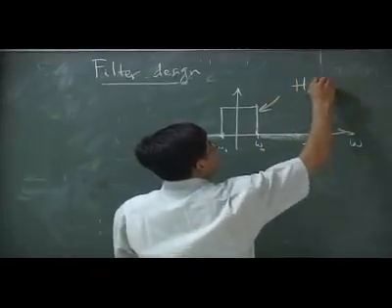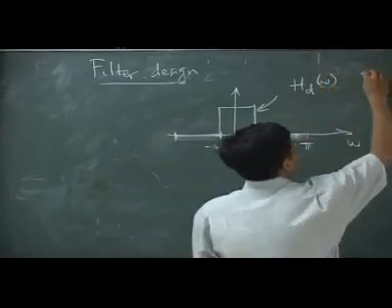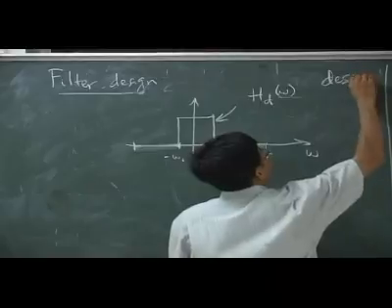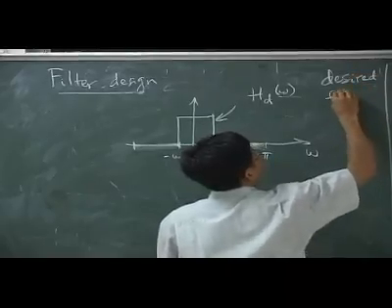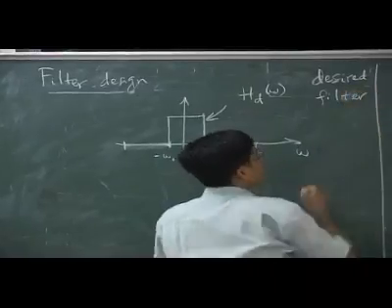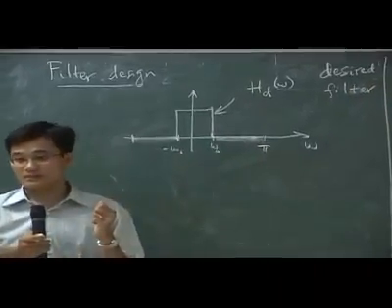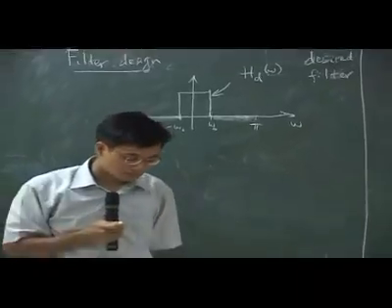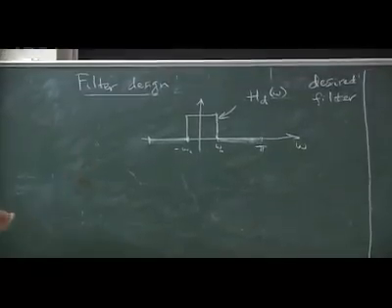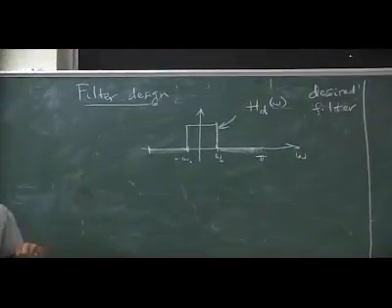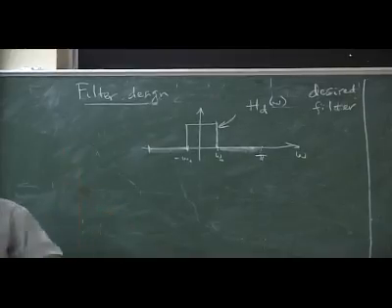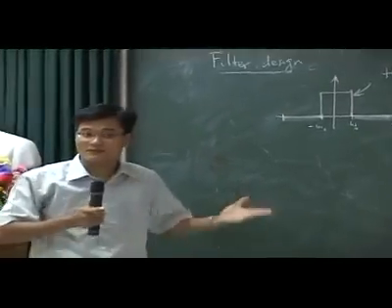So the H_d of omega is the desired filter, the filter that I really want. I say, okay, if I have that filter, not a big problem. Let me take the inverse DTFT and see what those coefficients look like, and then I tell you to do the convolution, right? So that's the first part.